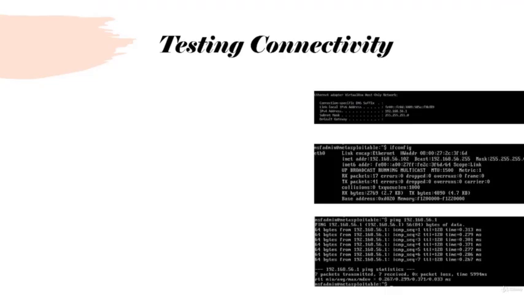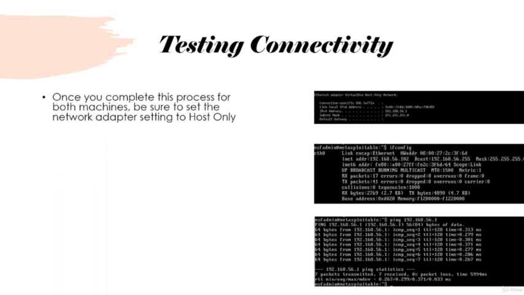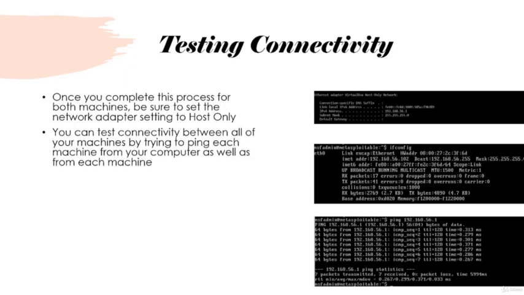Okay, so now that we have our lab set up and everything is supposedly on the same network, we can go ahead and test connectivity between our machines. You see some screenshots here. These show the command prompt output from when I ran the ipconfig or ifconfig command. Before we do this, make sure the network adapter setting for each VM is set to host only mode. That's going to allow us to test the connectivity by doing a ping.